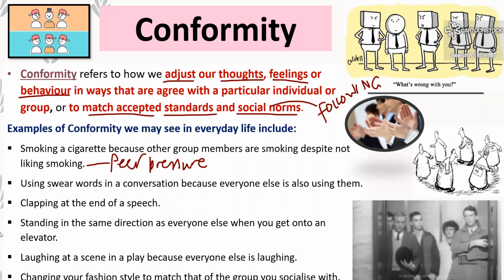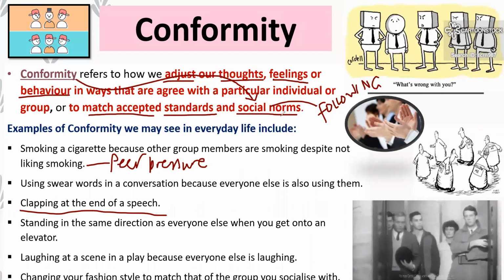Clapping at the end of a speech. This might not seem like a really clear example of conformity, might just seem like a social norm, but remember, conformity is to do with following not just behaviors that your friends do, but also the social norms of society. So let's say someone has come to school and they're giving you a speech in assembly. If no one starts clapping once that person has finished speaking, the rest of the people in the room are not going to feel like they want to start. But if someone starts clapping, everyone else kind of joins in. That's the idea of conformity, that you're following even when it comes to social norms like clapping.